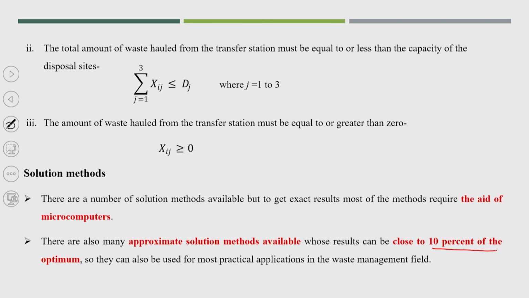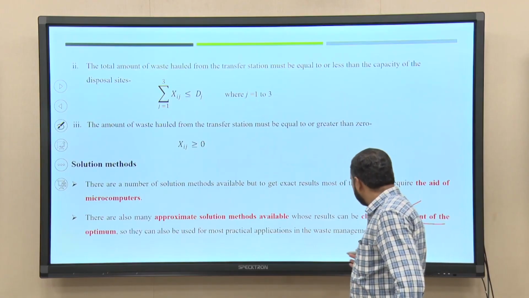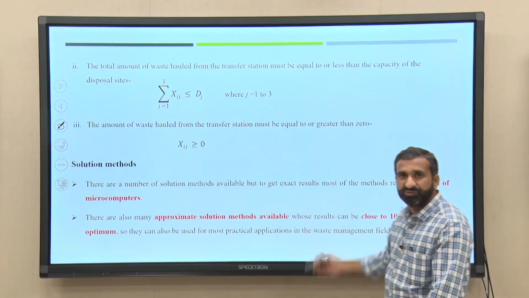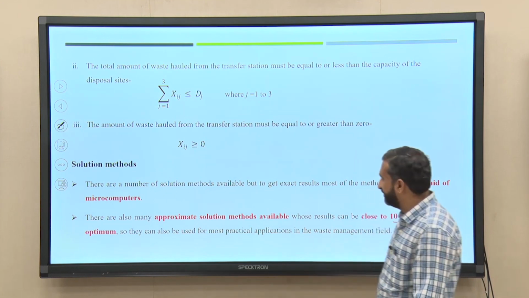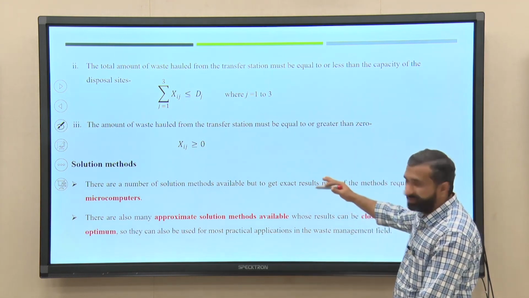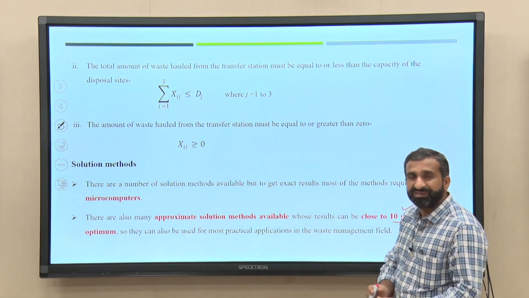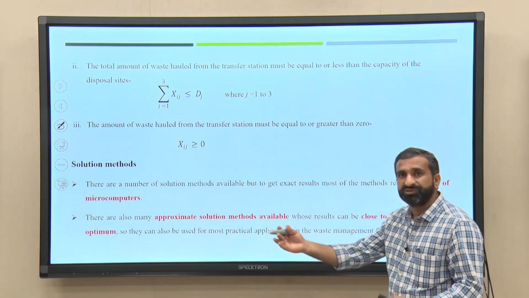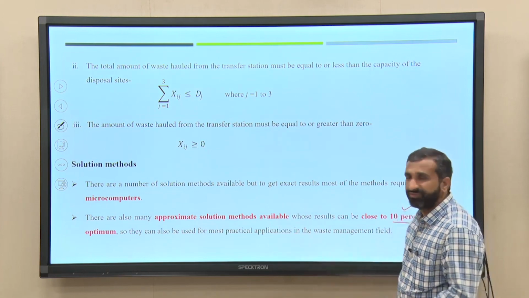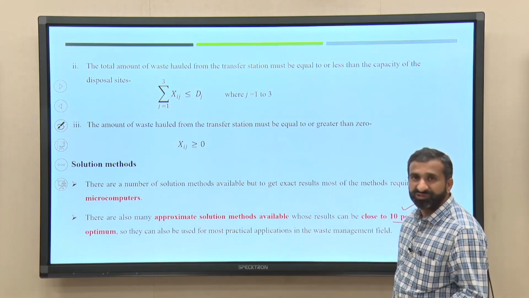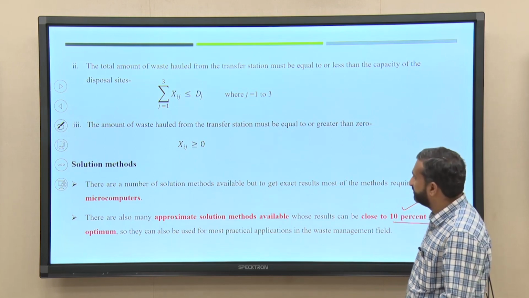So, I think a lot of solutions could be possible, and if those solutions come up very close, maybe within 10% of the optimum, that is also acceptable for whatever applications are possible in the waste management areas. Based on those 3 different constraints we can finalize which particular transportation will go to which particular disposal site, by having the solution of the 3 different constraints.